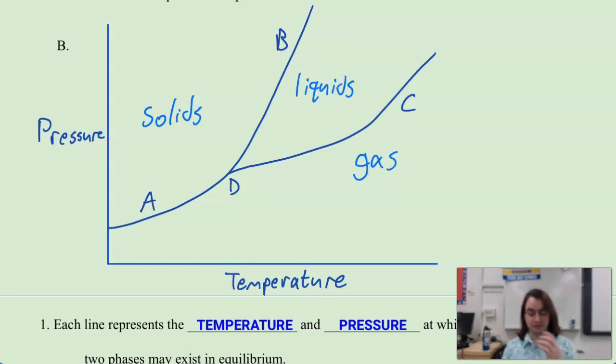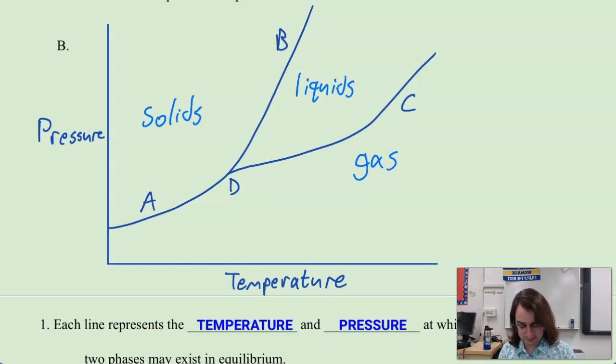Now we have a very special point on this graph. It's this middle point in between. You might notice that point D. That's what's represented as what we call the triple point. So I'm going to circle that point there. I'm going to make a little line here. I'm going to call this the triple point.